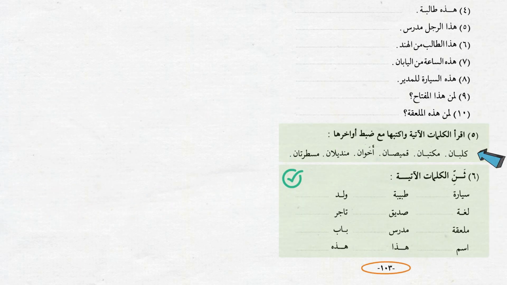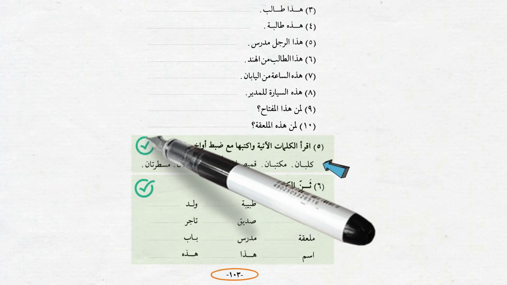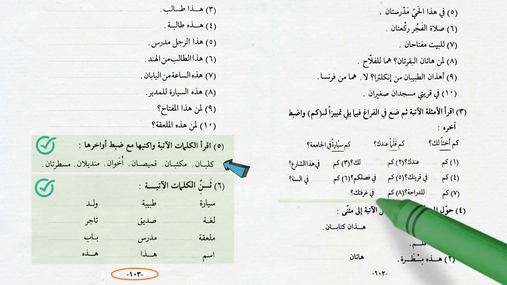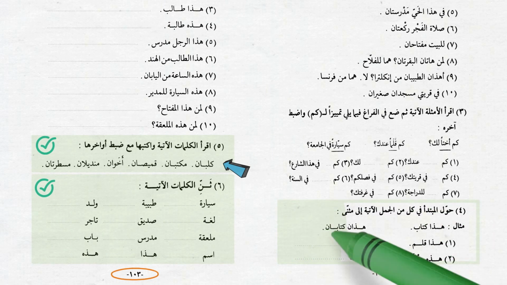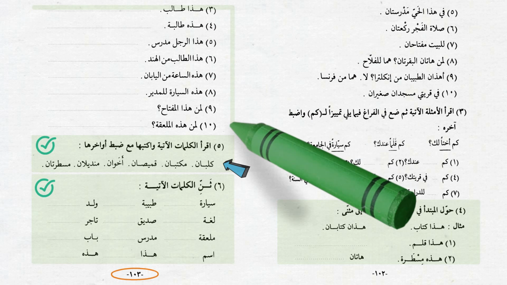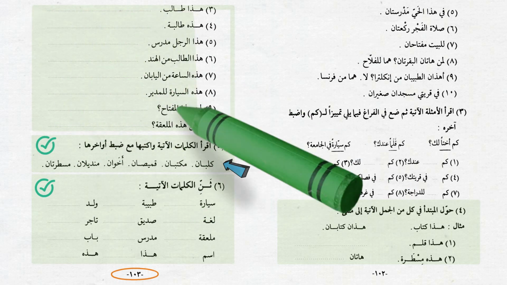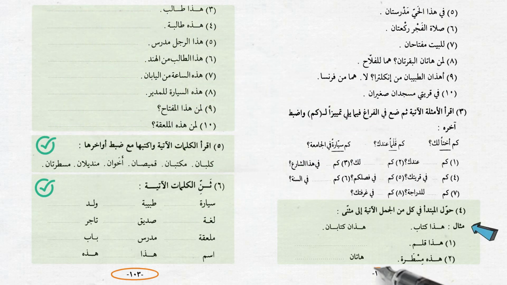This was the end of the exercise. Let's mark it done and keep going backward to exercise 4. This is a very good exercise to practice what we've just learned about duals. We need to convert the mubtada of each given sentence to al-muthanna.